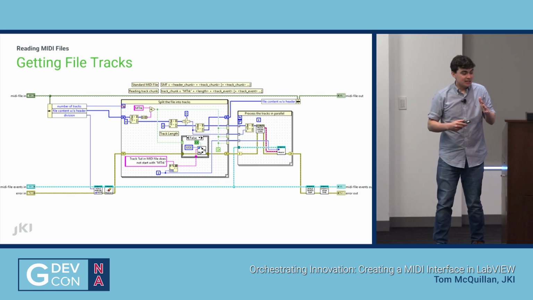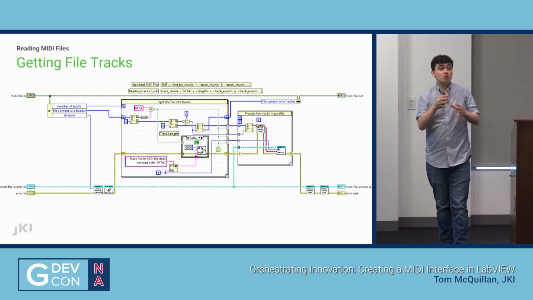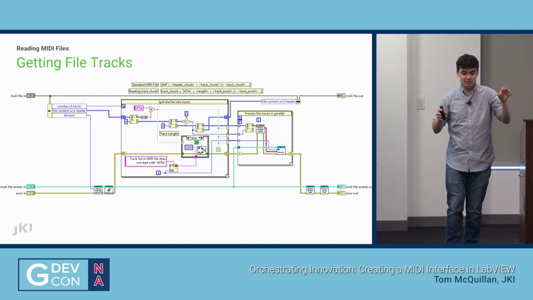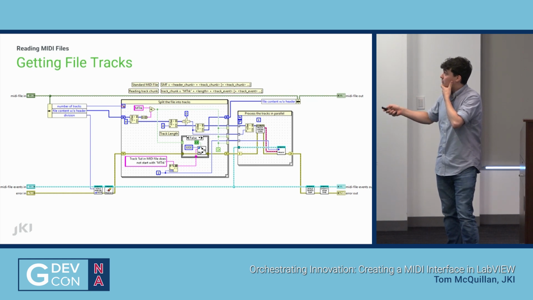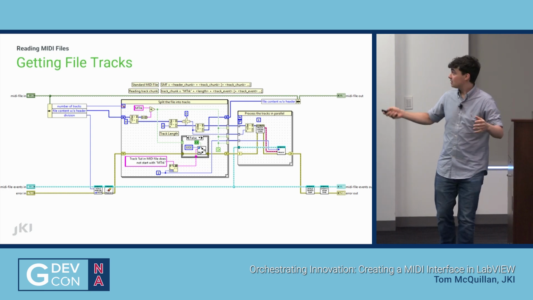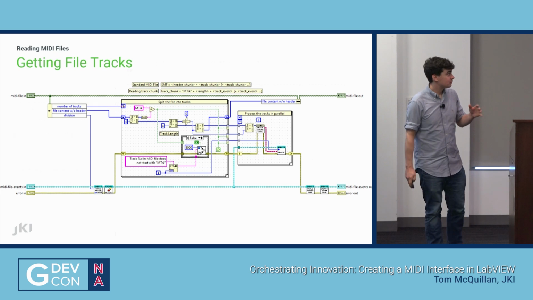Okay, and then getting the file tracks. So a MIDI file could have multiple tracks, and they could be set up to play concurrently or sequentially. For piano players, you tend to have like 2 tracks, one for the left hand, one for the right hand, which you play at the same time. And so this piece of code will split the remaining data into the individual tracks. Then I can process that data in parallel.